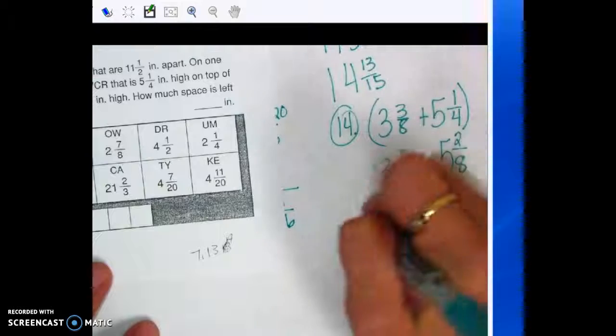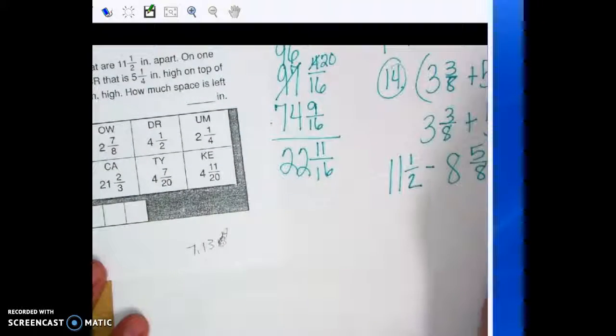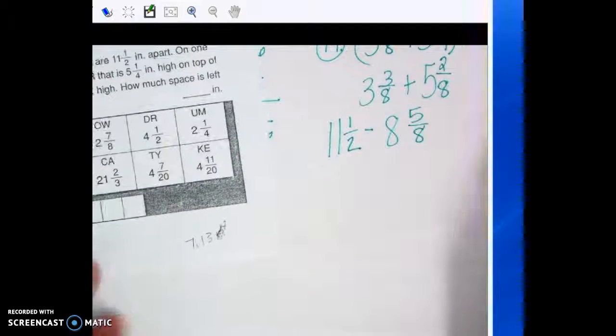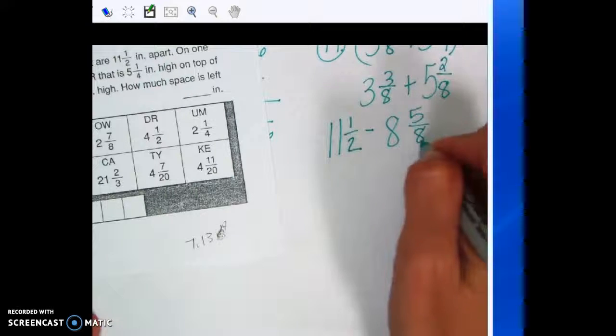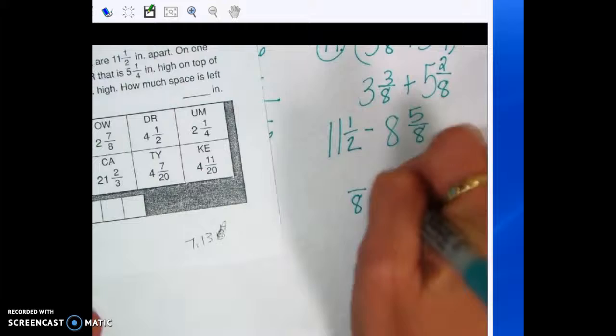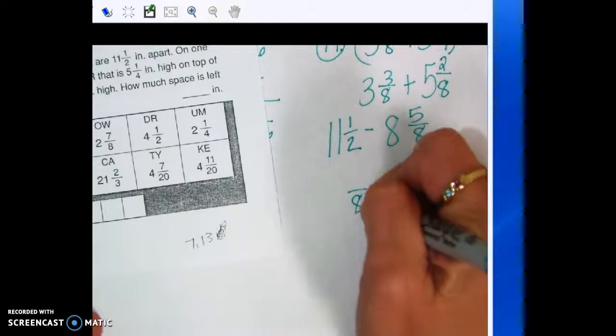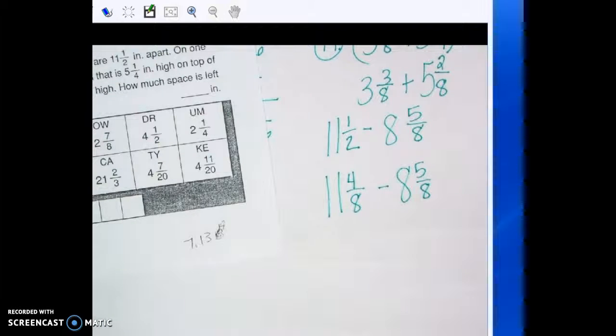And we're going to take that away from 11.5, sorry. So we have 11.5 minus 8 and 5/8. Common denominator would be 8. Look at your biggest number. So if I made this have an 8 on the bottom, that would be times 4. So 1 times 4 is 4. So 11 4/8 minus 5/8.